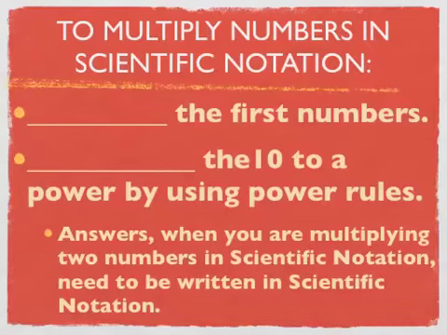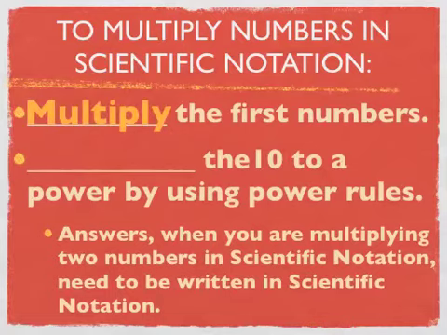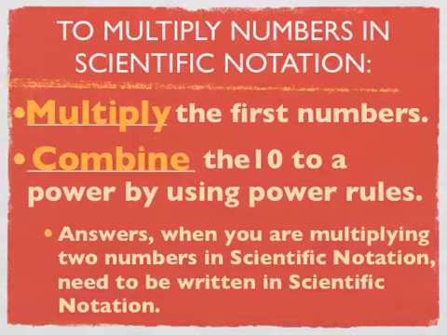To multiply numbers in scientific notation, we're going to multiply the first numbers, and then we're going to combine 10 to a power using the power rules that we just talked about. Answers when you are multiplying two numbers in scientific notation need to be written in scientific notation. Remember, scientific notation is a product. Your first number has to be greater than or equal to 1, but less than 10, and then it's always going to be multiplied by 10 to a power.